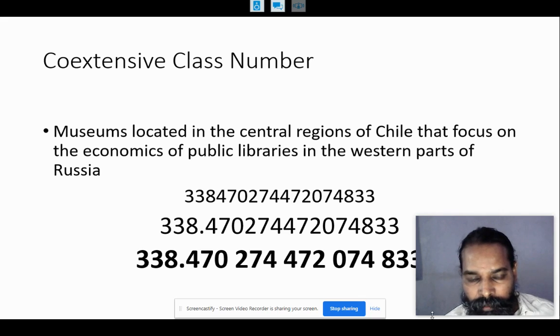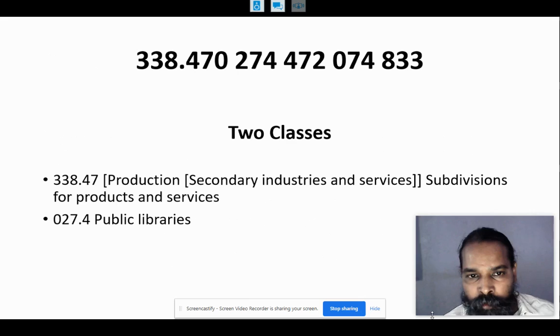338.470274472074833 is the number. So from these three numbers, the last one given at the bottom is the correct method of writing the class number. After the first three digits there should be a decimal. Then after every three digits there should be a space. It will make reading and comprehension easy for the user.